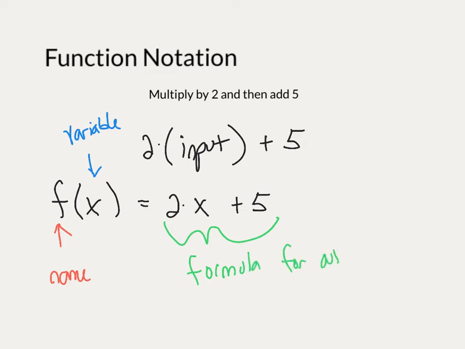So that gives us the description of how we get our output: multiply by 2, and then add 5. Okay, so this is one example of how we build functions using function notation.